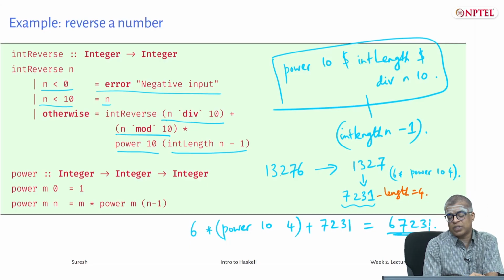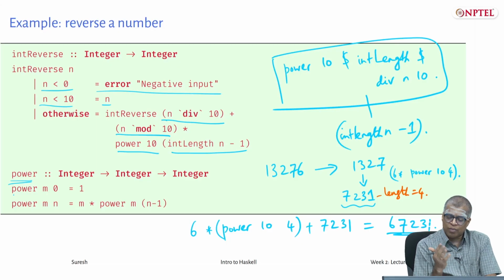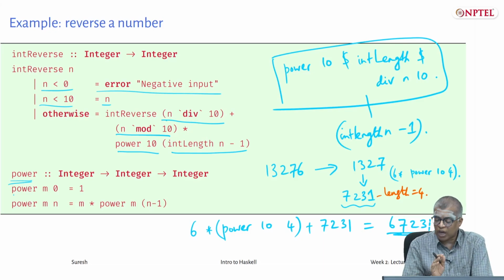Okay, so you have a separate function. We are not making this power a local function because power is independently of use. You might want to invoke the power function on some arguments independently of int reverse. So this is the program, which is correct, of course.